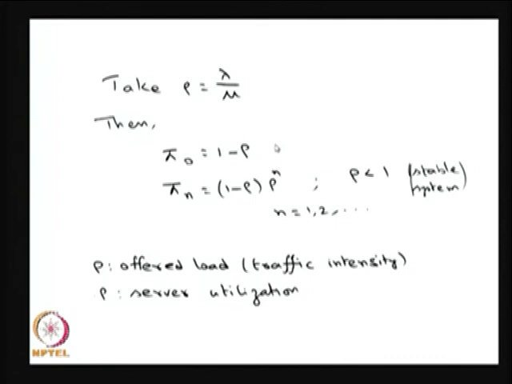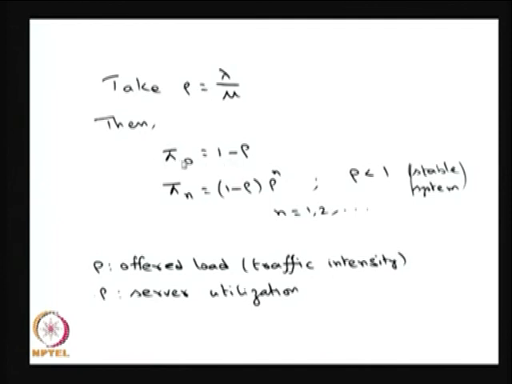That means in the long run, this is the proportion of the time the system will be empty. And pi n, the probability of n customers in the system in the long run, is 1 minus rho times rho power n, where rho is less than 1. This rho can be visualized as the offered load also, because rho is nothing but the mean arrival rate over mu, the mean service rate, and this ratio gives the offered load.